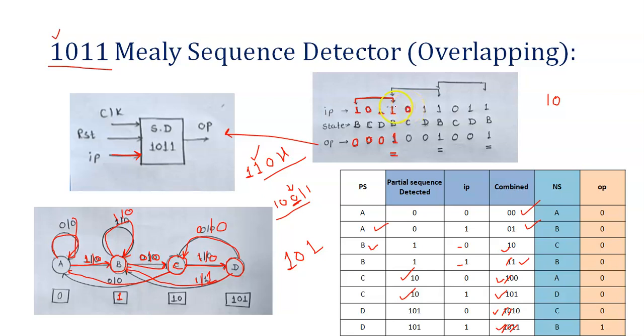So 0 is there, so it's not a sequence, so again it will be 0. Now if 1 is there, again the sequence is not there, 1 0. Whenever we are starting 1 0 1, still it is not detected, 1. Now can we see the second sequence is getting detected?